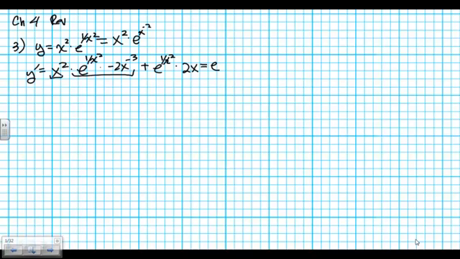Pull it out and see what's left over. I've got an x squared.